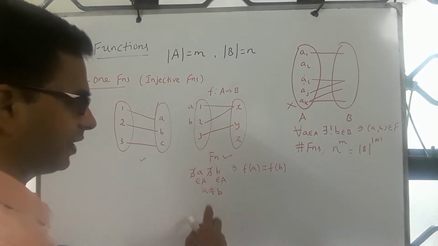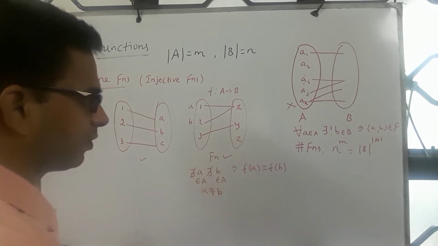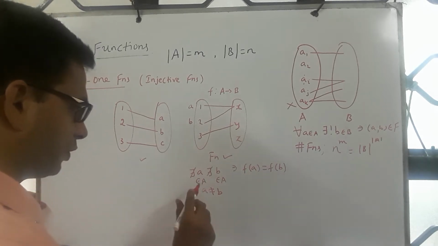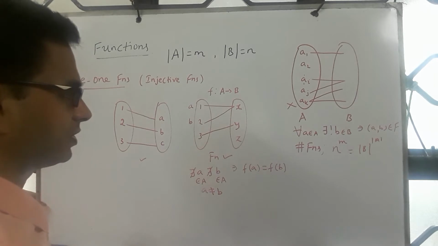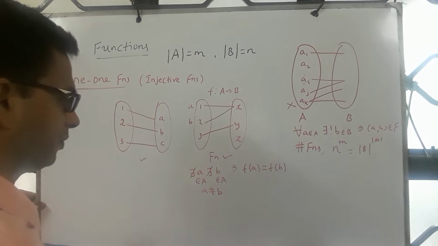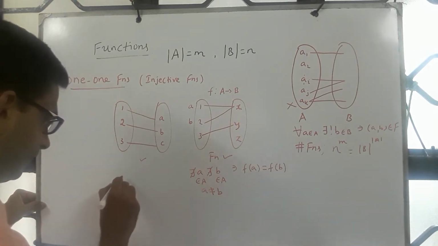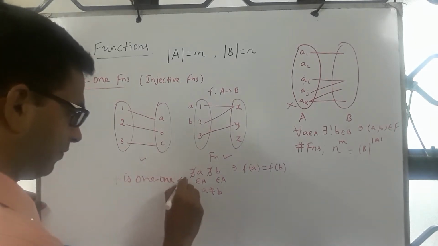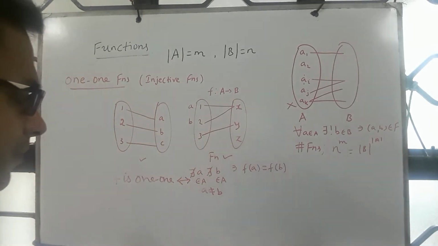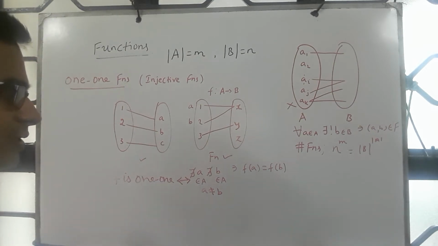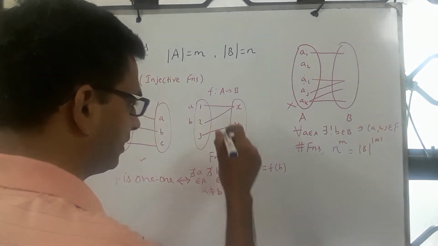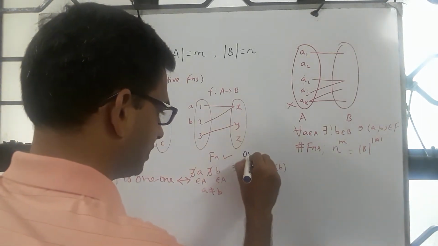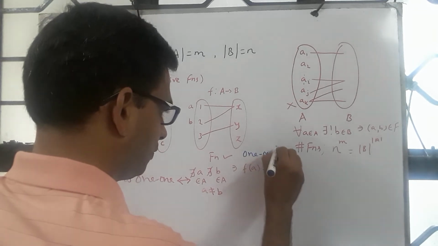That is equivalent to saying the images of a and b are one and the same. And so if this is not there, then you say the function is one-to-one. So f is one-to-one if there does not exist a, b such that f(a) equals f(b). You see that this function is just a function, and is this one-to-one? No, it is not.